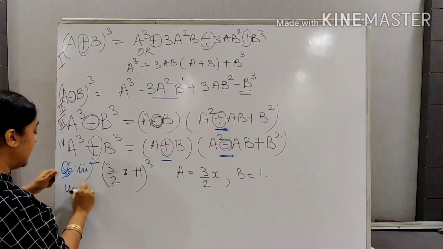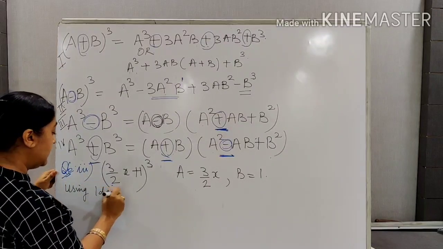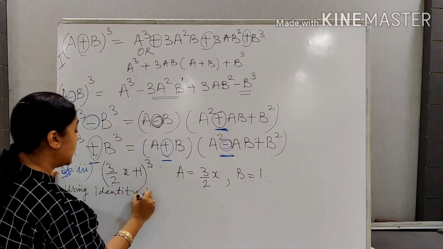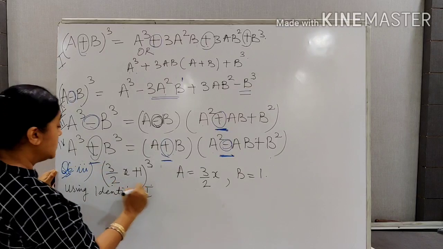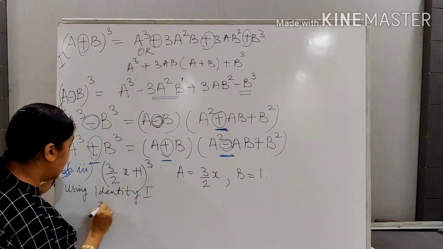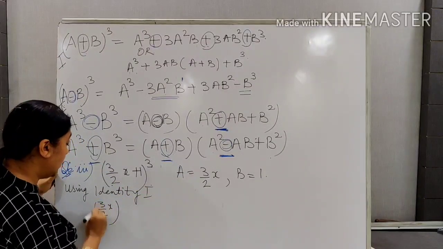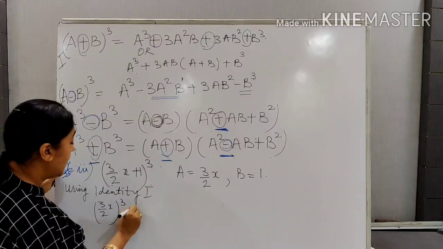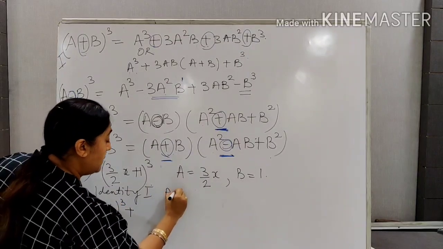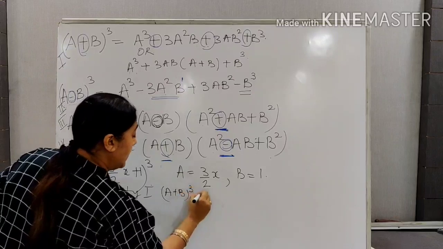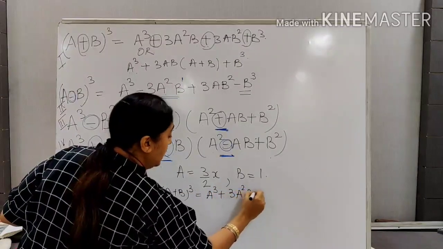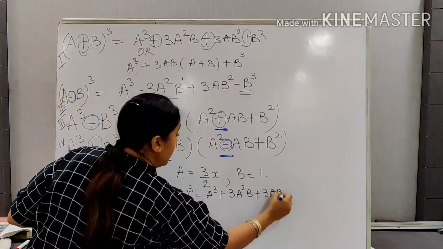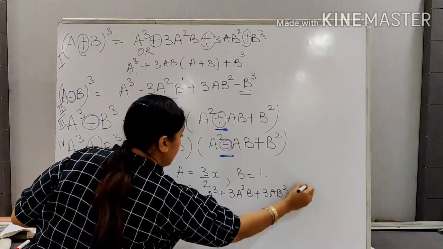So what will I write here? Using identity 1. Why am I choosing identity 1? Because it is (a plus b), it is plus here. So what will you get? It is (3 by 2x) whole cube. A cube plus, what is it? (a plus b) whole cube is a cube plus 3a square b plus 3ab square plus b cube.